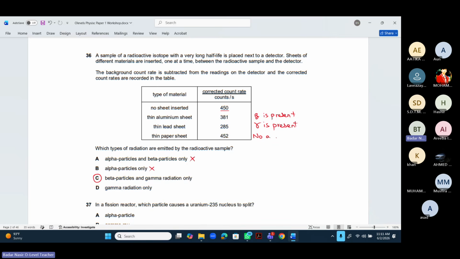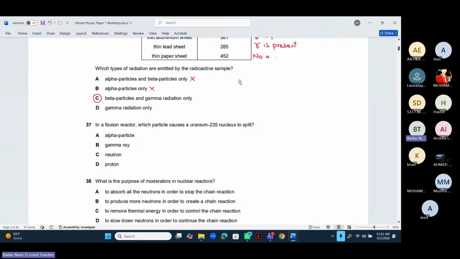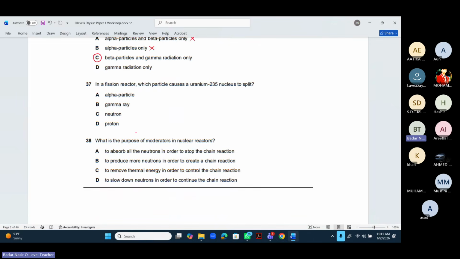So 36, the correct answer is C. In a fission reactor, which particle causes a uranium-235 nucleus to split? So it's a neutron. So 37 का C है. तो न्यूक्लियर फिशन में क्या होता था? एक न्यूट्रॉन आता था और न्यूट्रॉन आके एक हैवी न्यूक्लियस को हिट करता था, and it used to split into two smaller nuclei and release two more neutrons with it.